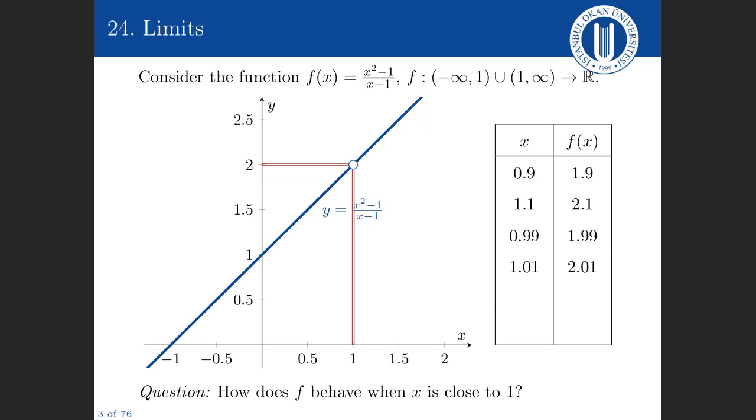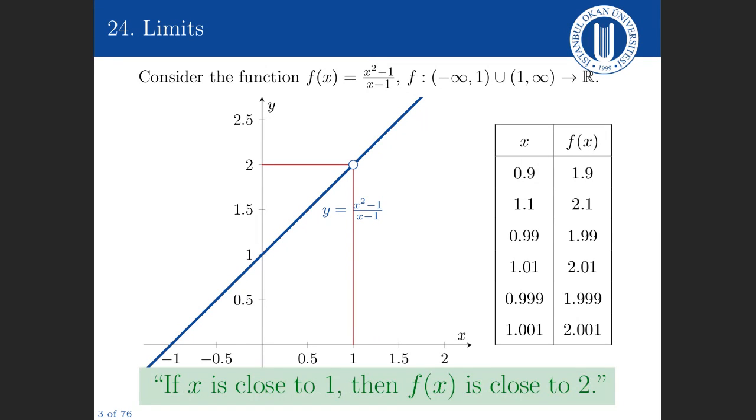Now, it looks from these values that if x is close to 1, then the function is close to 2. Let's look a little bit closer. What about 0.999 and 1.001? Again, x is close to 1 and f of x is close to 2. From these numbers, it looks like if x is close to 1, then f of x is close to 2.